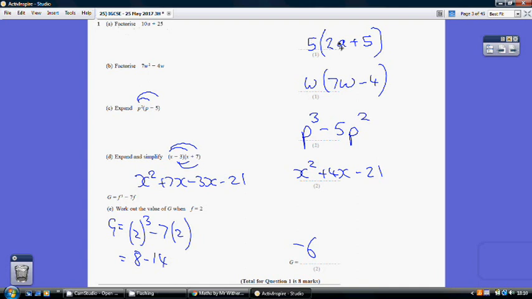5 times what gives us 10a? 5 times 2a gives us 10a. Get the sign right, it's a plus. 5 times what gives us 25? 5 times 5 gives us 25.